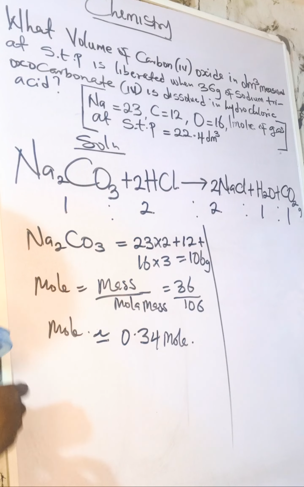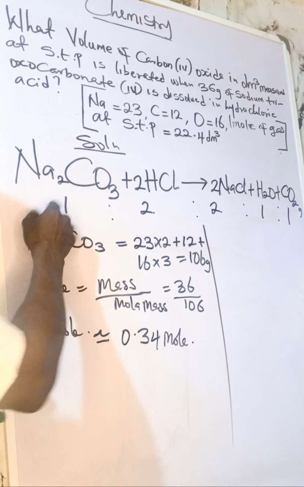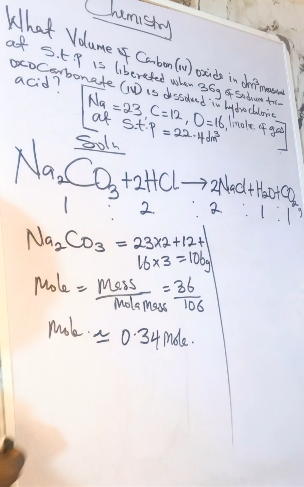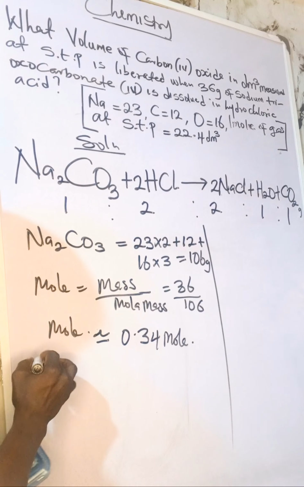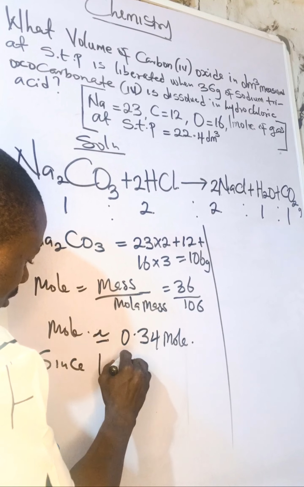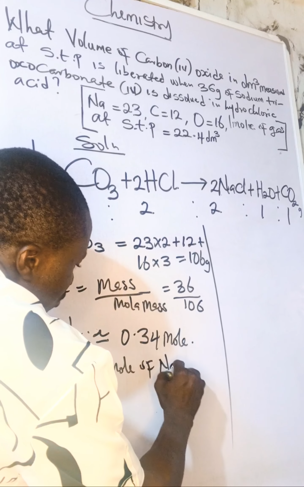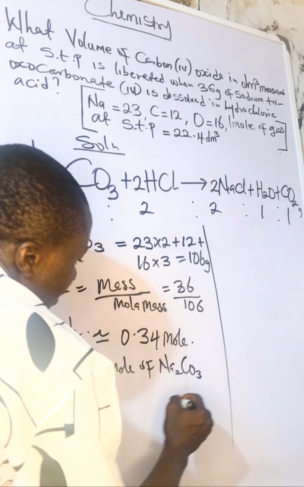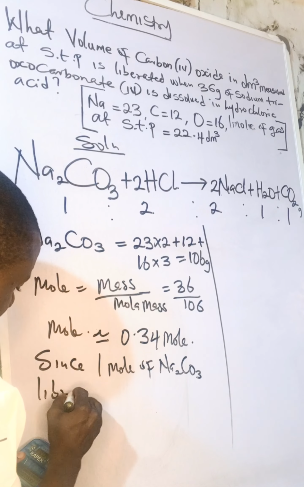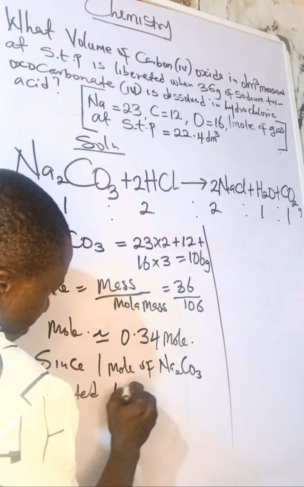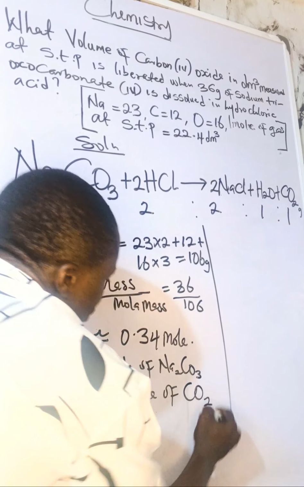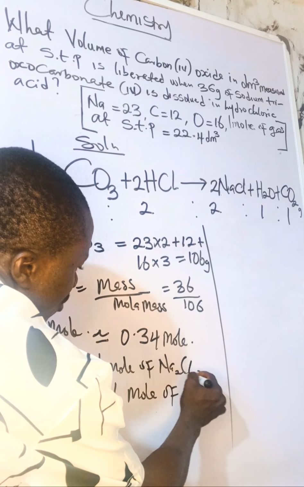Now let's look at the equation of the reaction. From the equation of the reaction, we now observe that 1 mole of this particular compound needed just 1 mole of CO2. Now we'll put it that since 1 mole of Na2CO3 liberated 1 mole of CO2, this capital O, please.